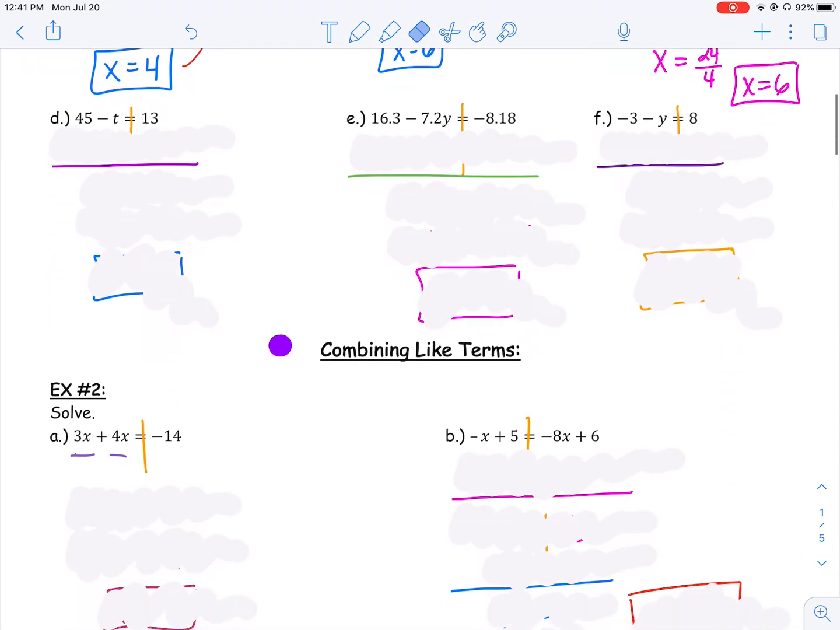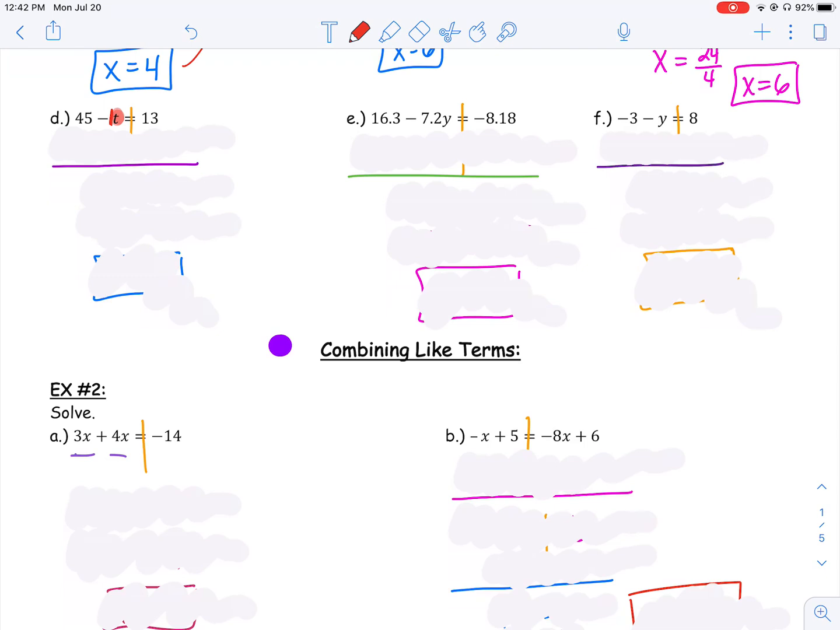If you look at D, I have 45 minus t equals 13. There's my equal to sign. Here's my variable. And I want to get all the numbers away from t. Now, if you notice, I have a 45, and I really have what number in front of t? A -1, right? And so I need to get rid of the 45 and the -1. The -1 is right next to it, the 45 is off to the side a little bit.